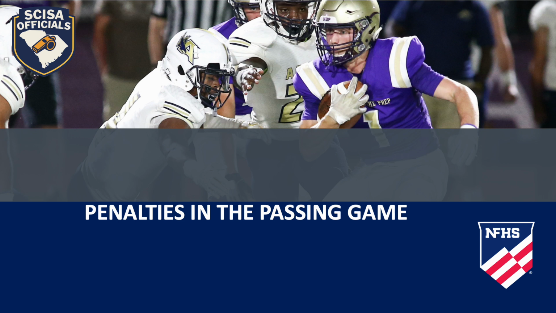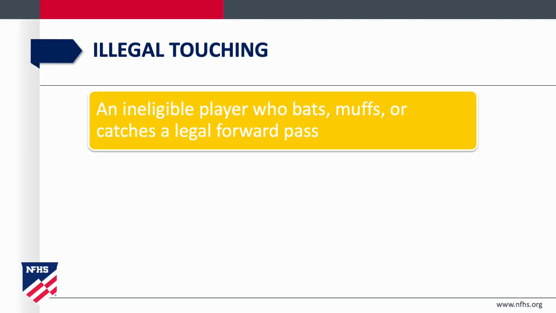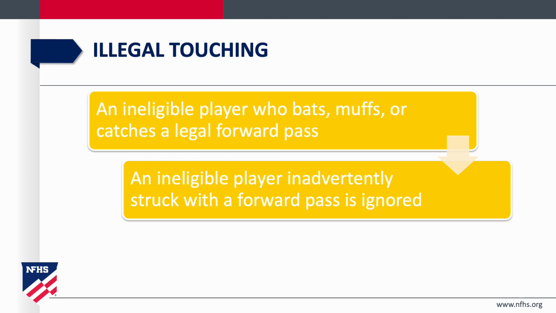In this section, we will discuss the different penalties pertaining to the passing game. Illegal touching is the touching of the ball by either batting, muffing, or catching of a forward pass by an ineligible player. An ineligible player is any interior lineman or a player wearing the numbers 50 through 79. In order for this to be a foul, there needs to be an intentional act by the ineligible player. An ineligible player who is inadvertently hit by a forward pass has not committed a foul.